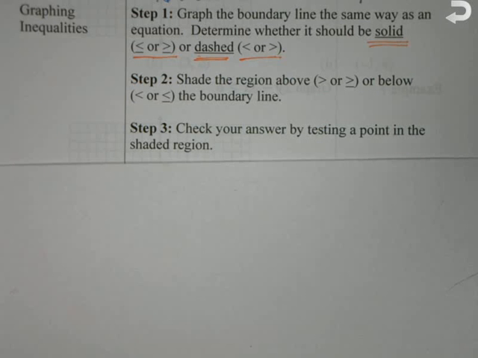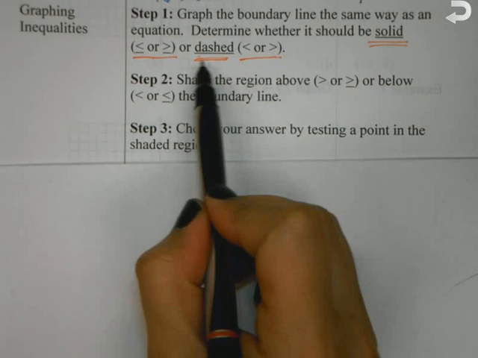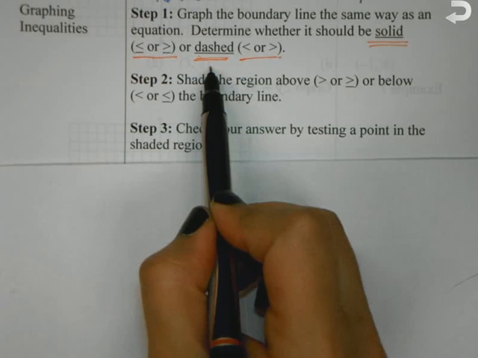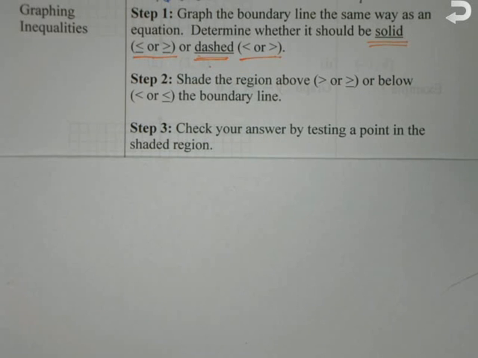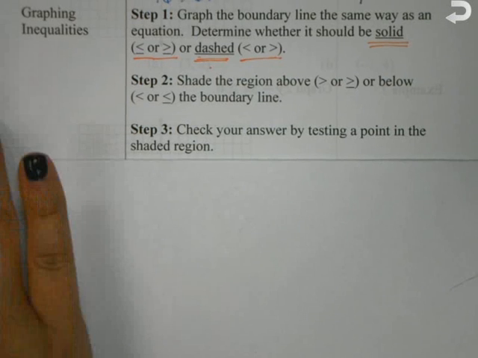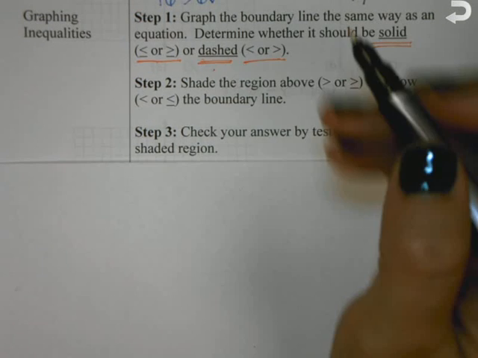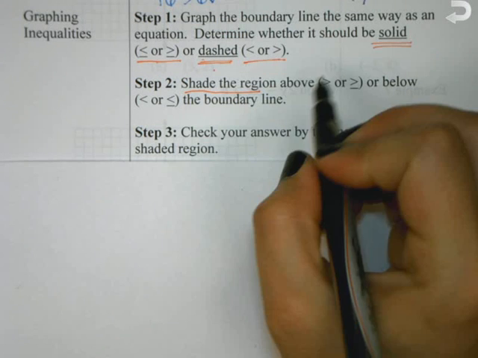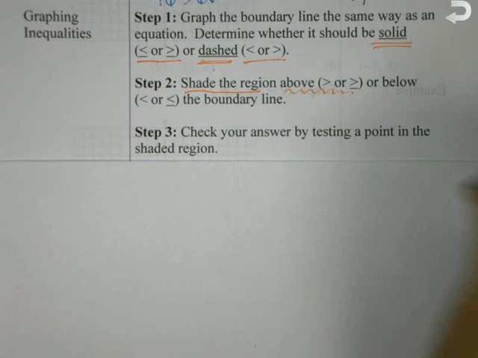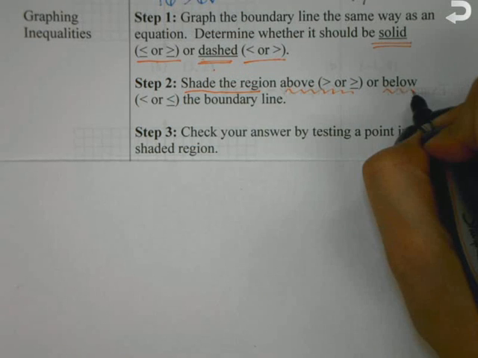In this case, because it's a line, you do a dashed line. Now, inequalities also mean that it can be anything less than the line or anything greater than the line. So we do some shading as well. You shade the region either above the line if it's greater than or equal to, or you shade below if it's less than or equal to.